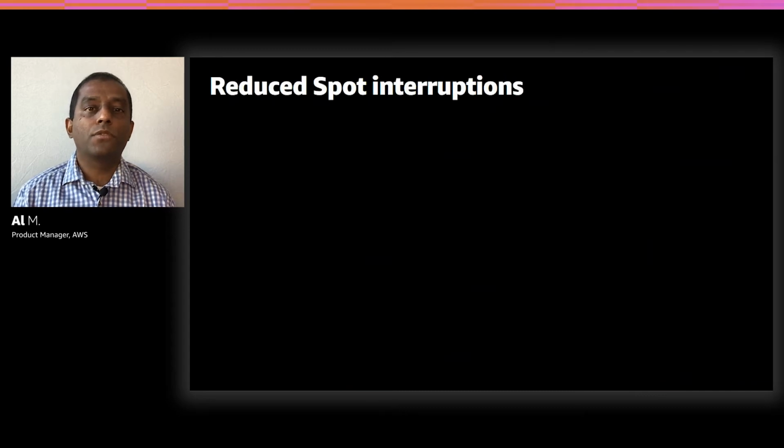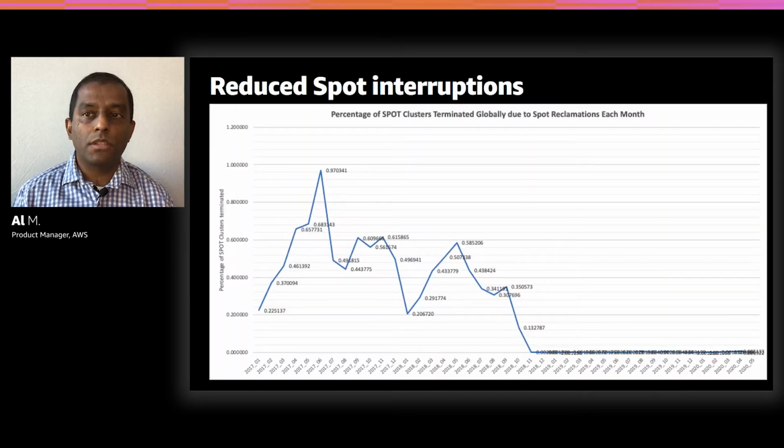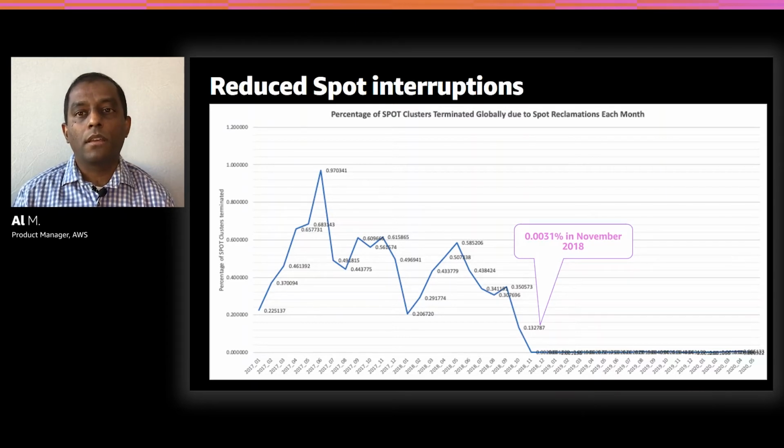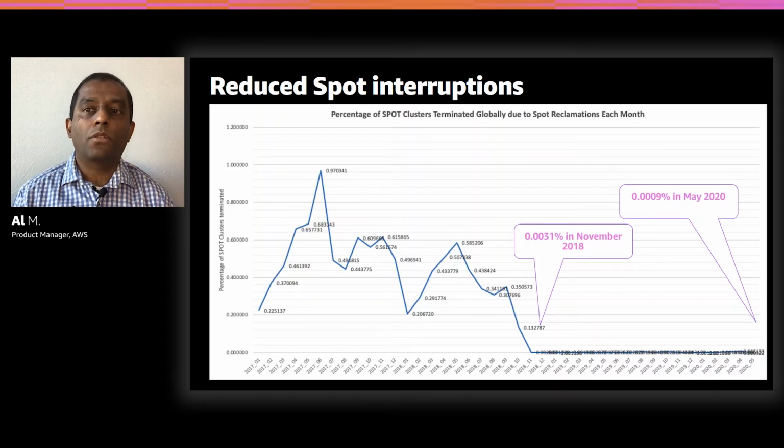EMR has been working to reduce spot interruptions for customer workloads. This graph shows a percentage of spot clusters terminated globally due to spot reclamations each month. You can see that spot interruption was already low at about 0.03% in November 2018, but we refactored our algorithms to take into account not only where the capacity was, but also how fast the capacity was getting consumed. Interruption rates since last year have been consistently low, and we're approximately 3x lower at about 0.0009% in May 2020.